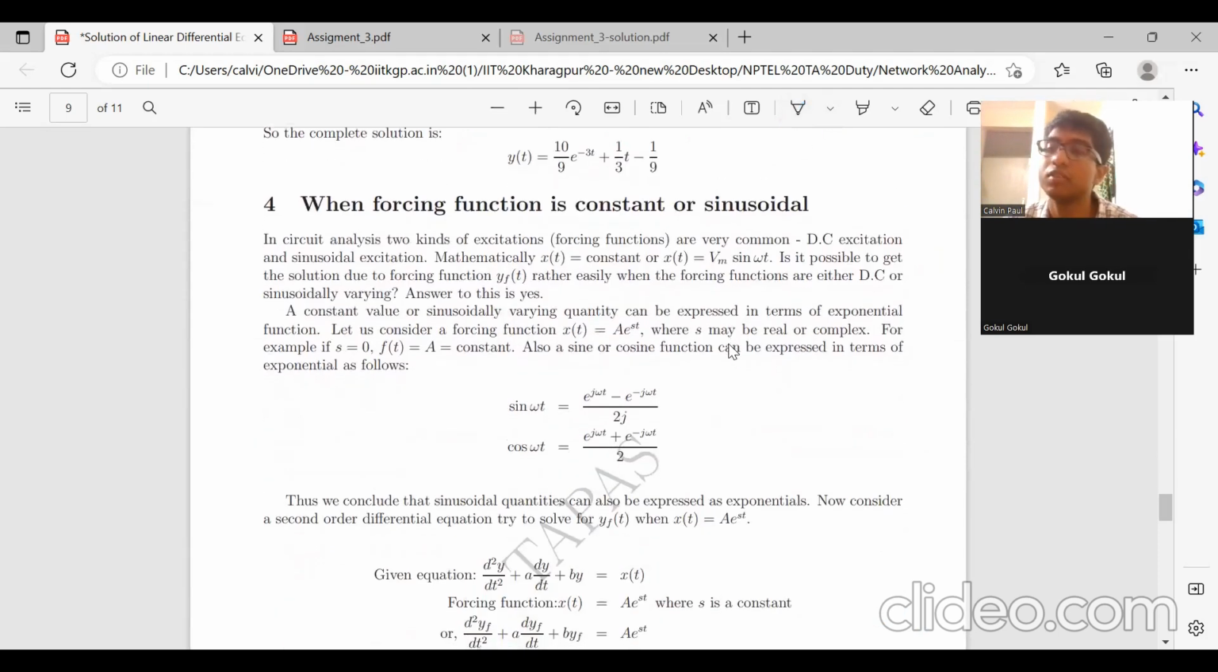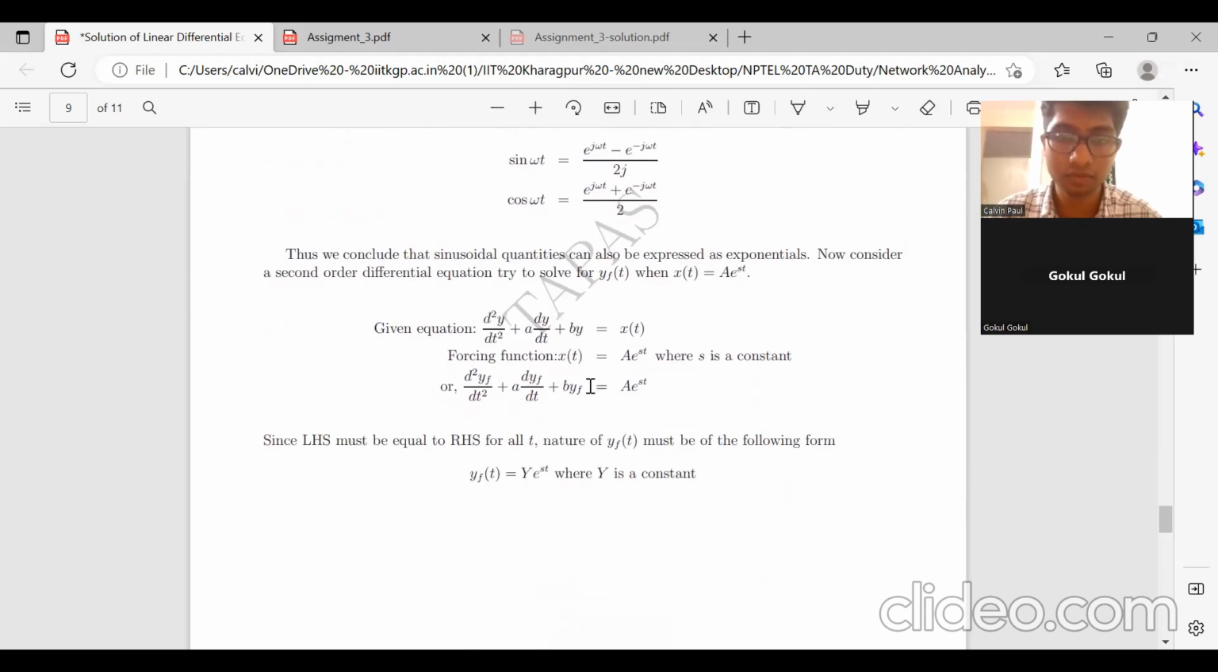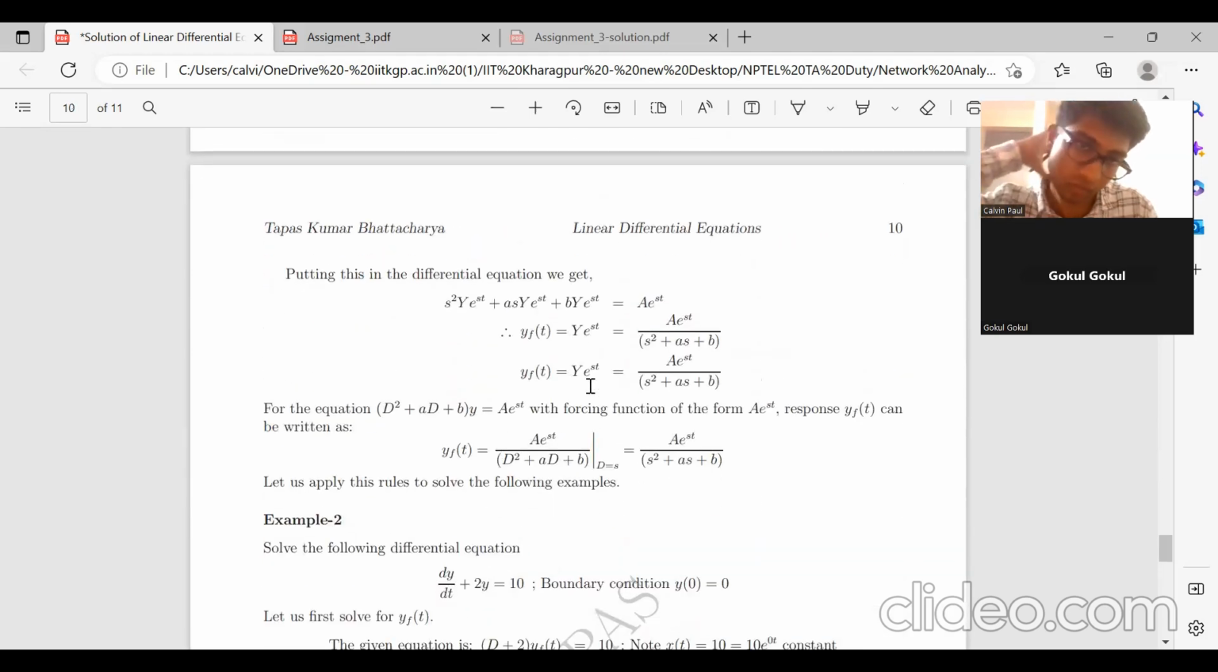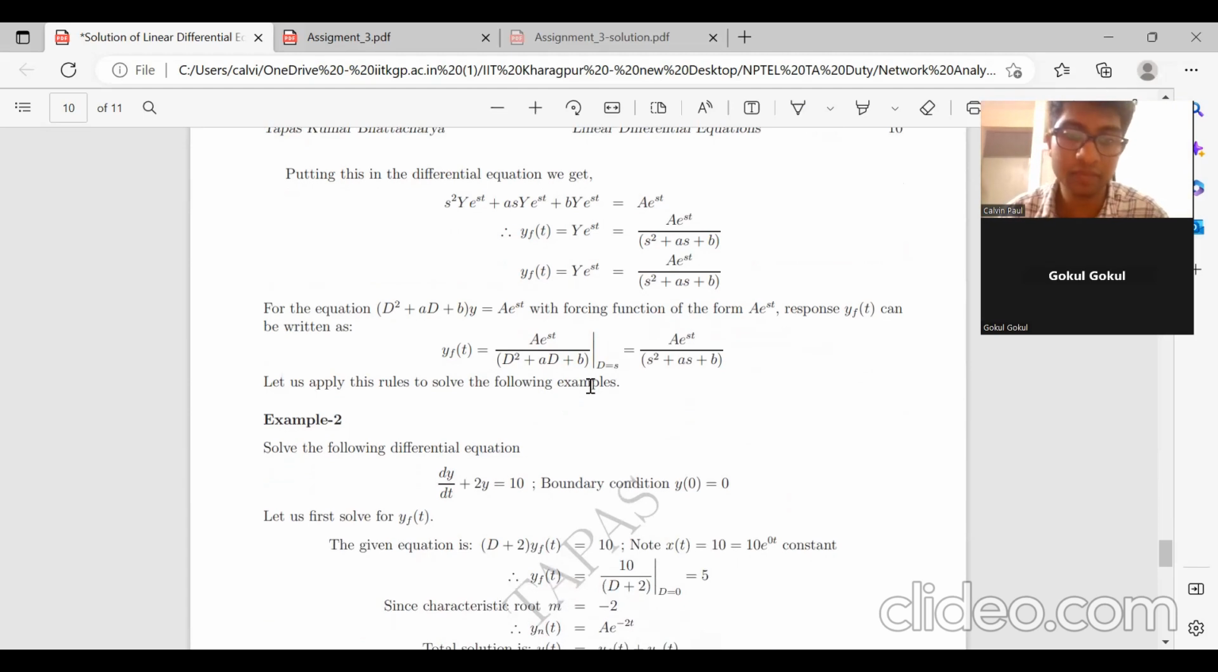Now, in our circuits, most of the time the forcing function is either a sine function or a constant function. Constant means it is a DC, and the sine wave is like an AC supply. Those are the normal forcing functions which we will consider. They have found, using some method, that we can write the forcing function in terms of this.